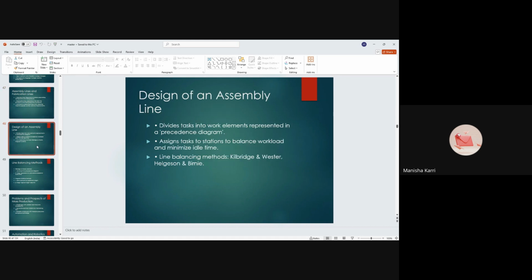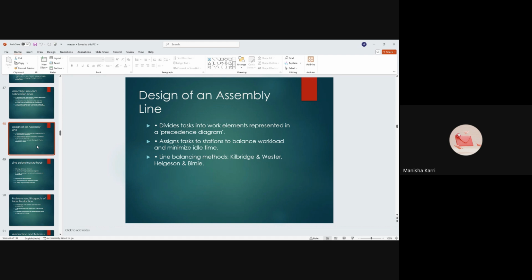The next topic is design of an assembly line. So what does design of an assembly line mean? Generally, it involves organizing tasks to ensure a smooth production flow, balanced workloads and minimal idle time. So there are some component methods for the design of an assembly line.